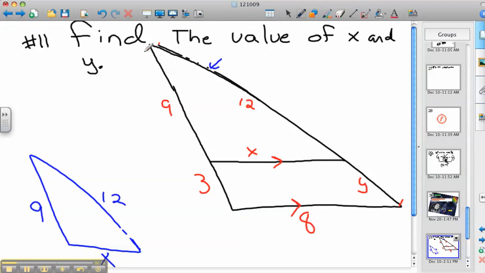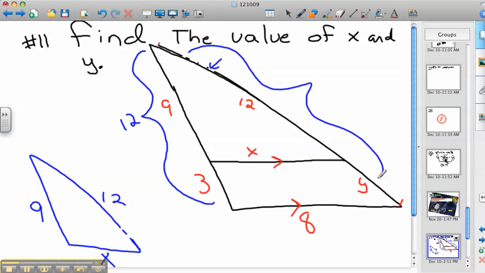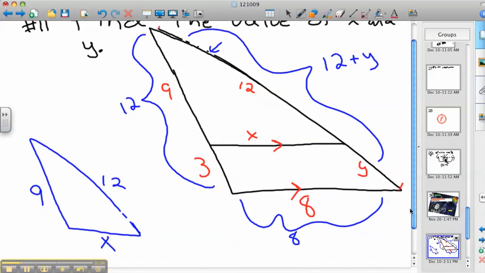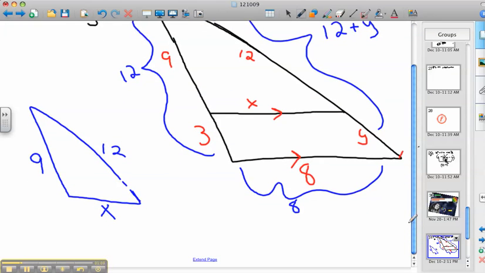The big one, so this side on the big one is 12. This side is 12 plus y. And the big side here on this one is 8, obviously. Ooh, that was ugly. So the first thing you want to do is set up a scalar factor, just like we've been doing on all these. So a scalar factor to this would be 9 to 12, because those are corresponding sides.